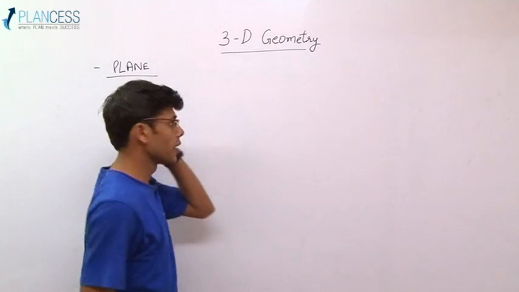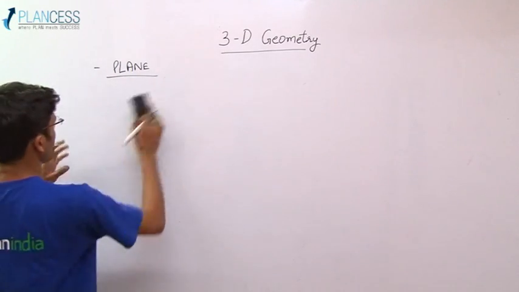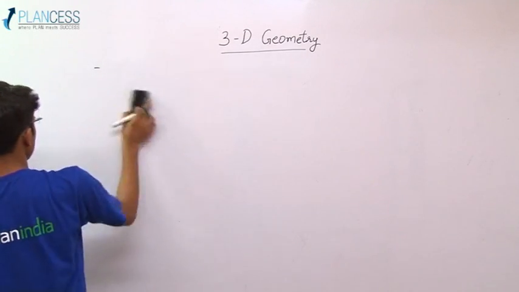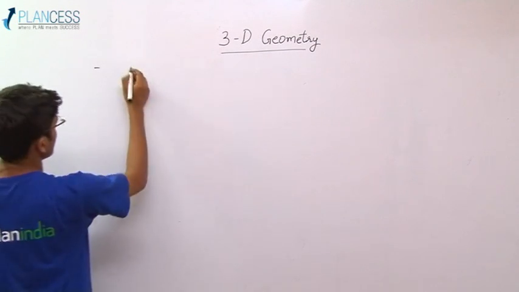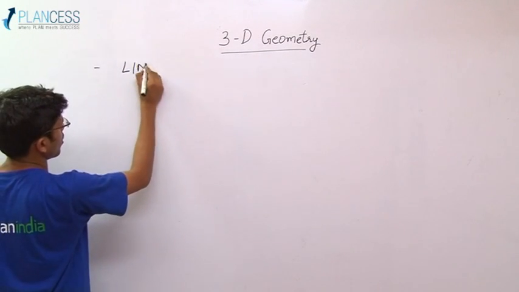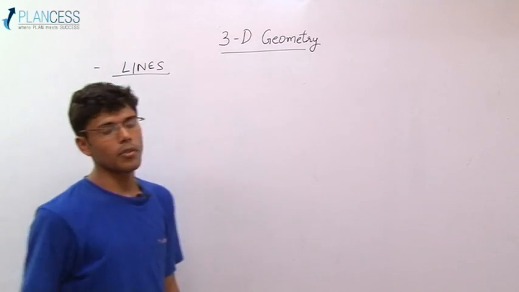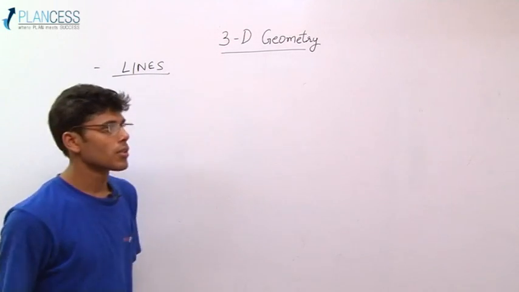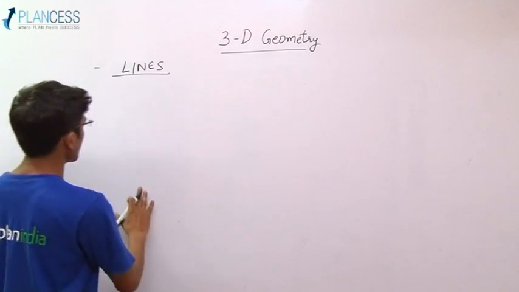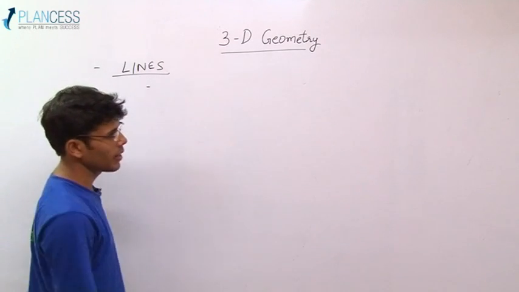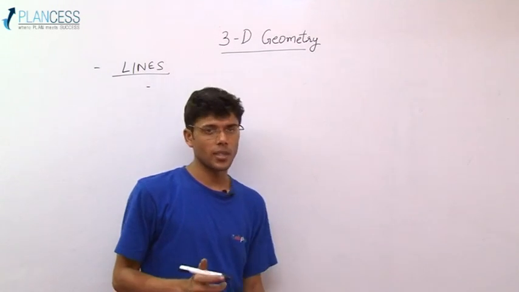So now let's move on to a different topic altogether. We have almost covered planes. Now let's study lines. What is a line? We usually deal with a straight line. There are many representations of a straight line. We will mostly deal with two basic representations.